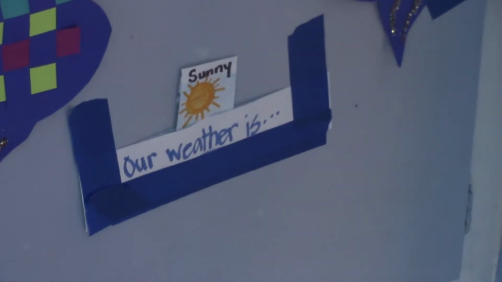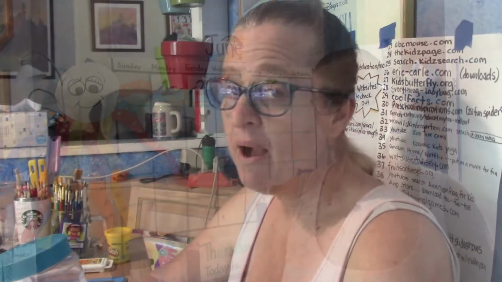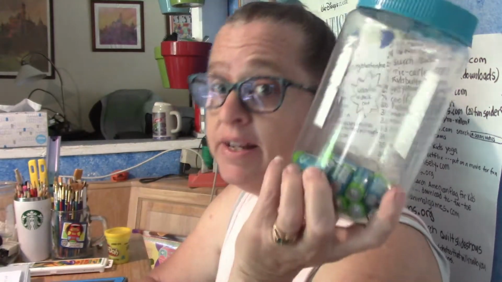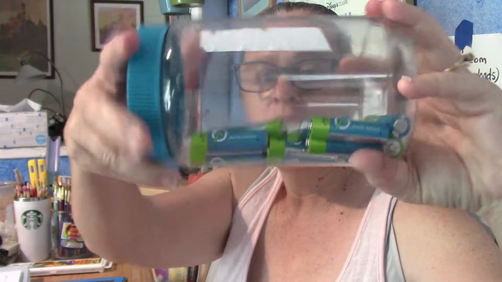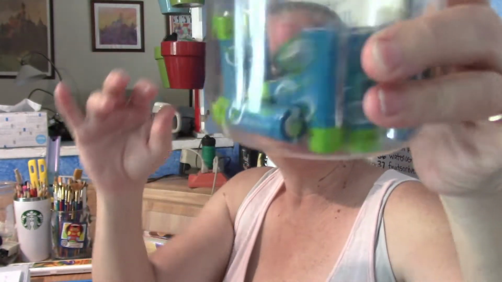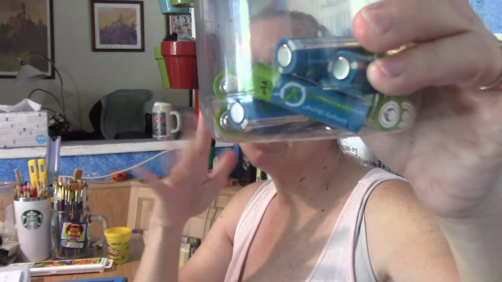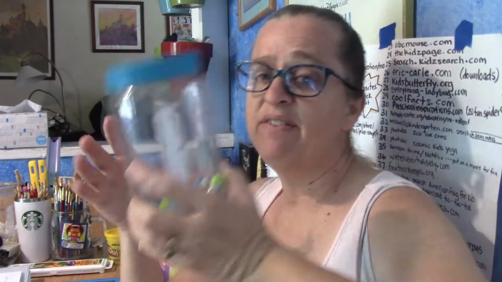So here we go. We have our weather, and guess what? It's time for a story. I'm not holding my story yet because today's Thursday and I did not do our estimation jar. So today I have some batteries in here, and I'll show them to you in many different ways. I truly have no idea, but I know there's not 30. So it's gotta be less than 30. So make your estimation and I'll tell you at the end of the video.